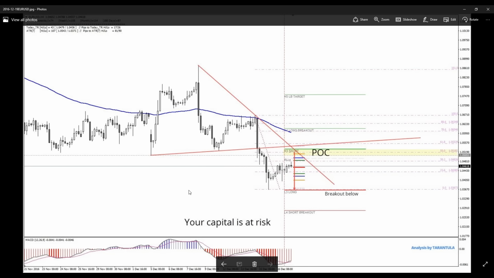So this should be our zone to sell. Really, I would like to see some retracement and then sell it here. So let's wait for that, guys.